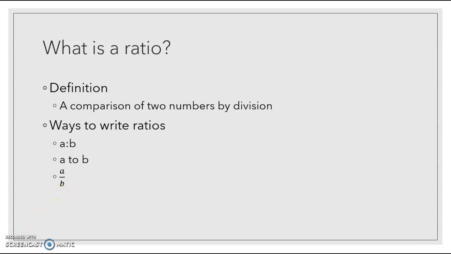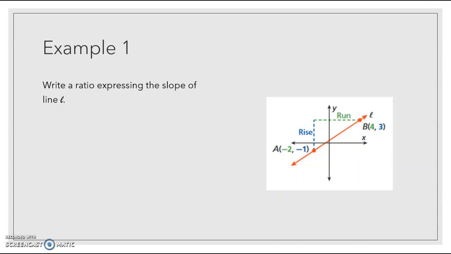Let's take a look at one of the most common types of ratios, slope. Okay, so here we have example 1. They want you to write a ratio expressing the slope of line L. So you'll notice in the picture this red line is line L. They've given you point A, which is -2, -1. They've given you point B, which is 4, 3. So pause this video, see if you can find the slope, and then check your answer on here.